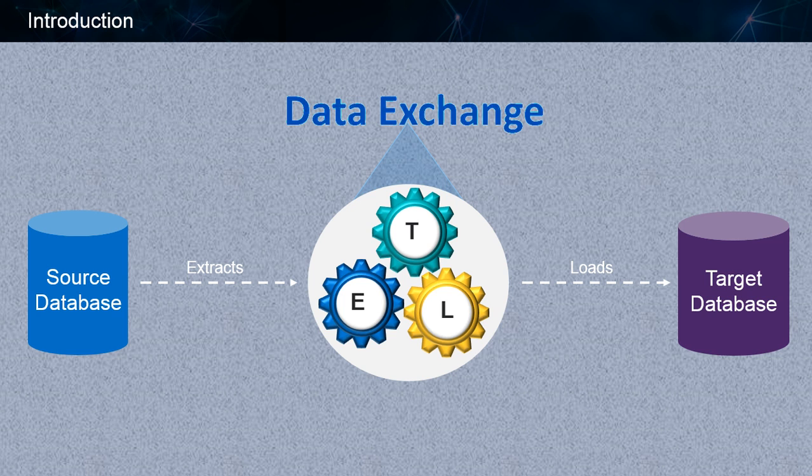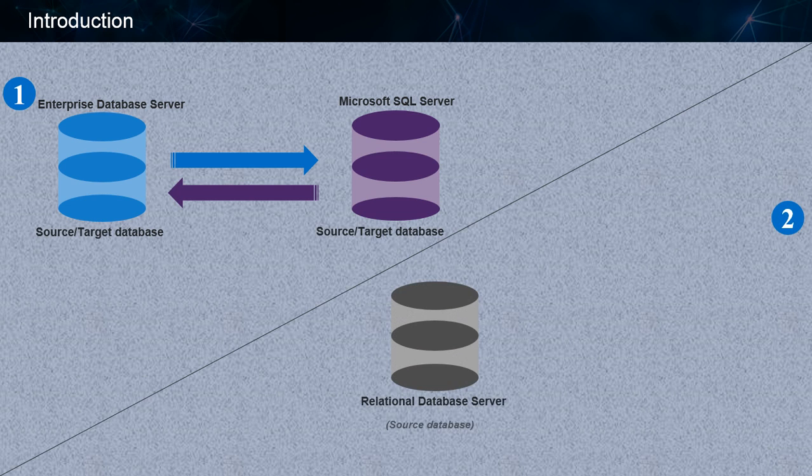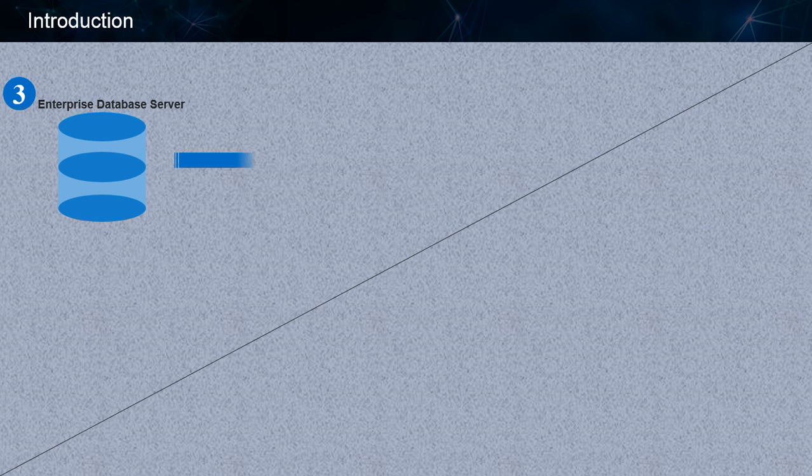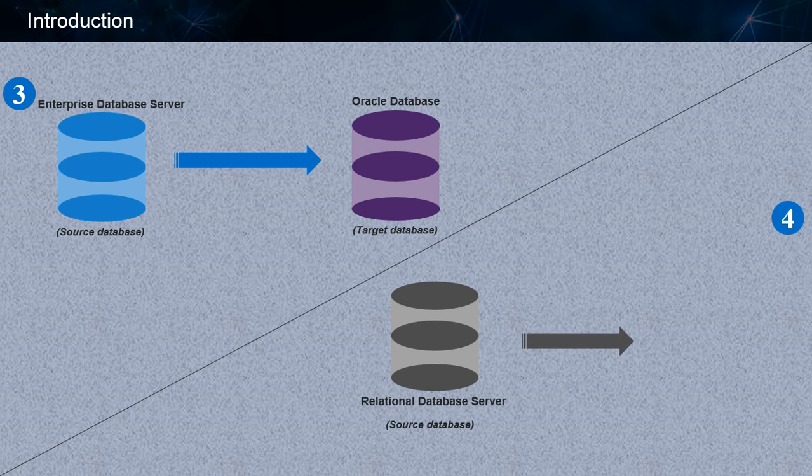In Data Exchange, you can define the following possible source to target transformations: Enterprise Database Server to SQL Server, SQL Server to Enterprise Database Server, Enterprise Relational Database Server to SQL Server, Enterprise Database Server to Oracle Database, Enterprise Relational Database Server to Oracle Database.